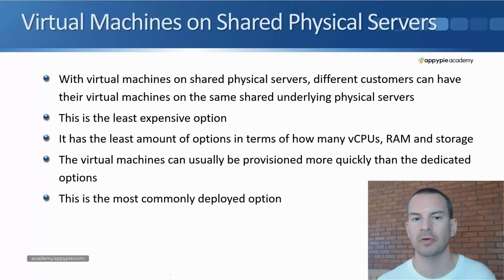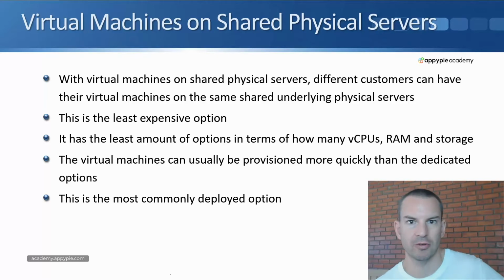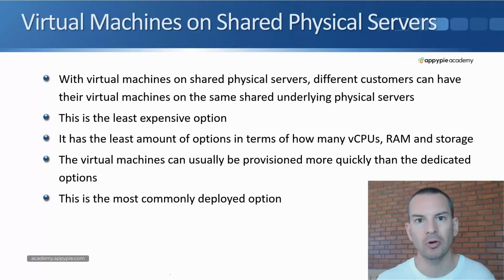So the first one was virtual machines on shared physical servers. Here, different customers can have their virtual machines on the same shared underlying physical servers. So customer A could have a virtual machine on physical server 1, and customer B could also have a virtual machine on that same shared underlying physical server. This is the least expensive option because you're using shared resources. So it's most cost effective for the provider. They can pass those cost savings on to you as the customer.